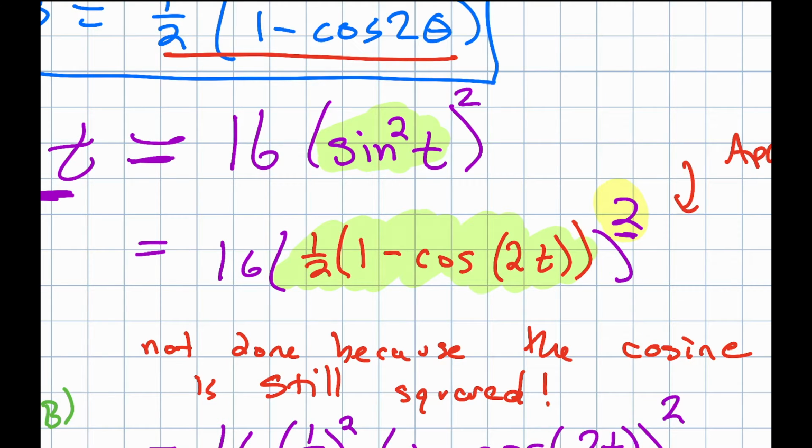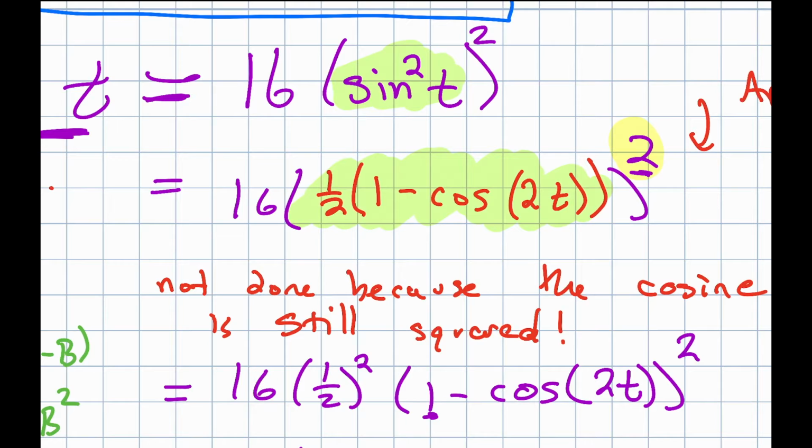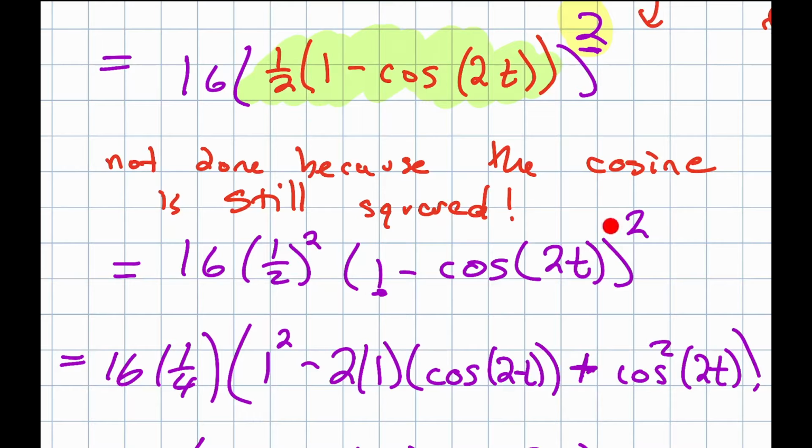So first thing to do is say, okay, well, 16, fine. 16 is 16. You have 1/2, but it's squared, so 1/2 squared. And then you have parentheses 1 minus cosine 2t squared. So basically all I did here is I just took out this 1/2 squared just to get it out of the way. Okay, so that's all you do on that line.